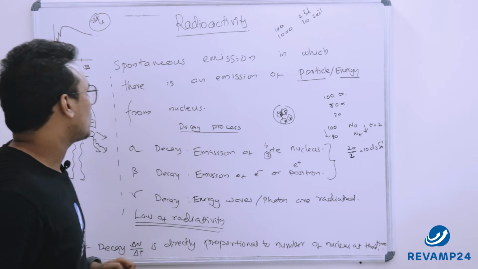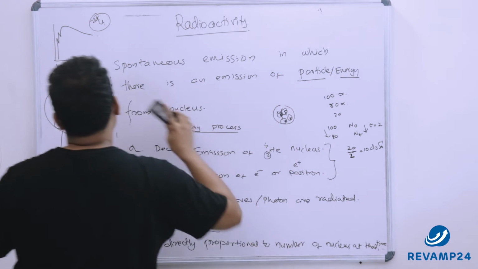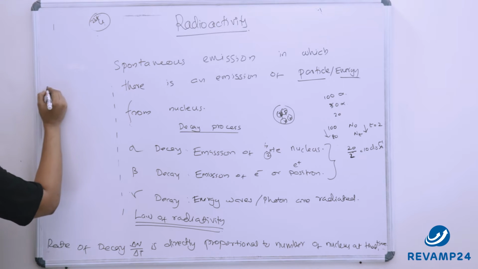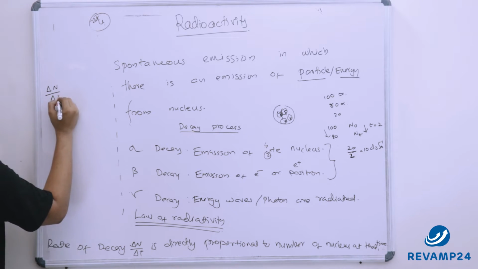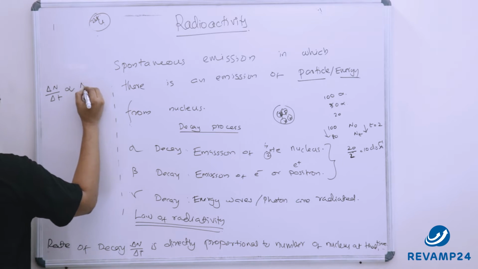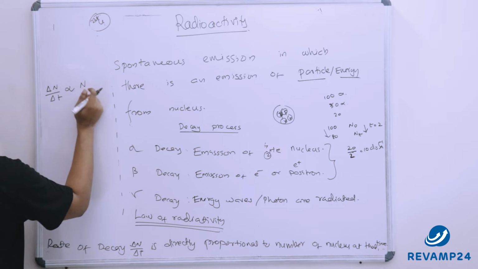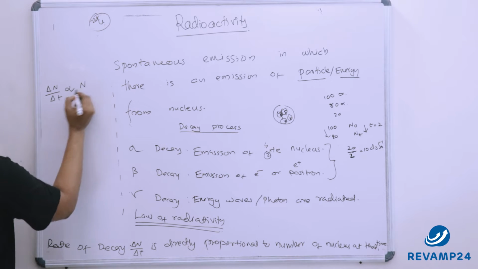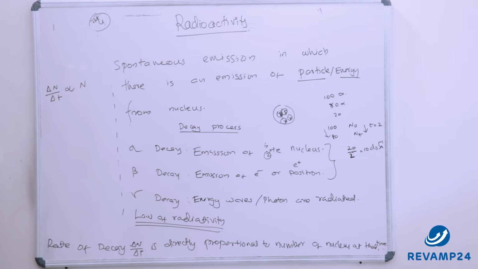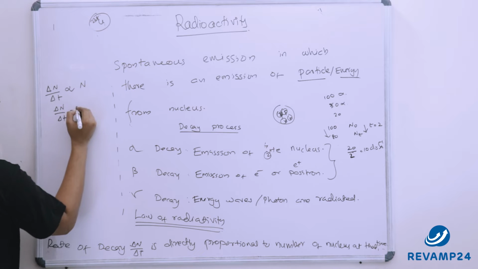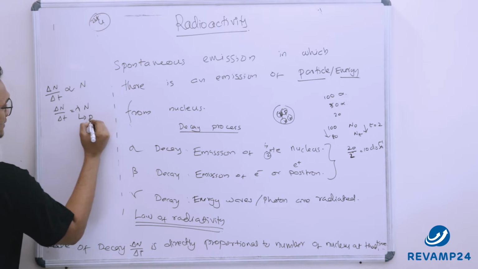So how would we put this in an equation, in a mathematical representation? The rate of disintegration or rate of decay, delta n divided by delta t, is directly proportional to the number of nuclei at that time, n. Now we know that we can convert a proportionality into an equation by multiplying with a constant. So delta n by delta t equals a constant lambda times n, and this lambda is the decay constant.